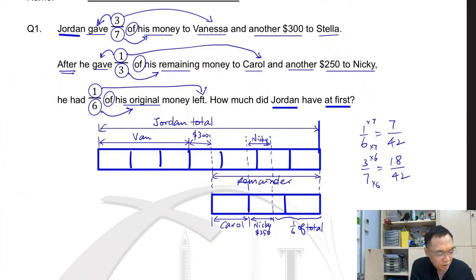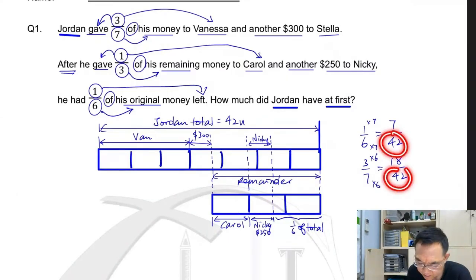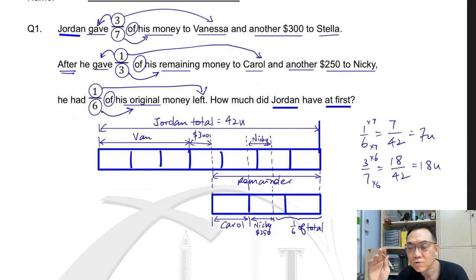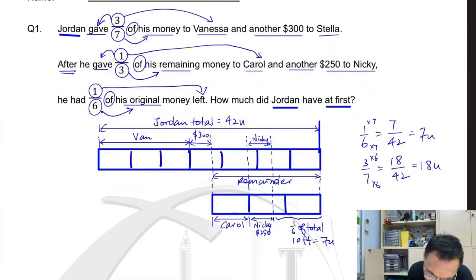Okay, listen. What that means is that this total is now made up of 42 units, because that's our new common denominator. It also means that the 7 is 7 units, and this 7 units and this 18 units, okay, the 7 units is the what? Remainder of the remainder is the left, right? It's the left. So if this 1/6 of the total is left, then I know that this is equal to 7 units.